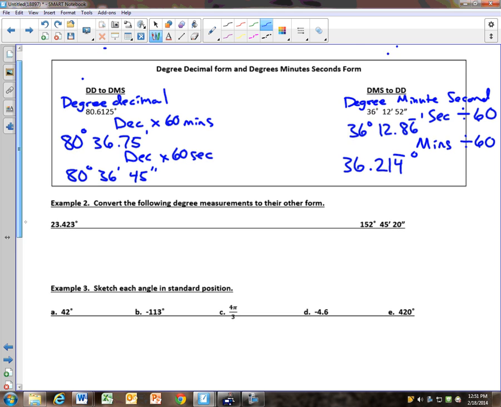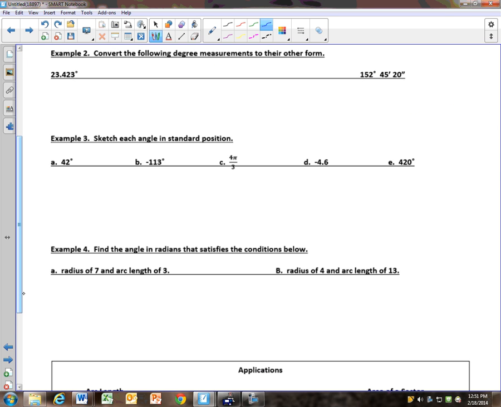I want you guys to quickly practice that on your own. We're only going to go through this spot right here today. So I want you to practice those two. See if you can convert this one to degrees, minutes, seconds, and convert this one back into a decimal. Follow your examples above, see if you can do it. Go.